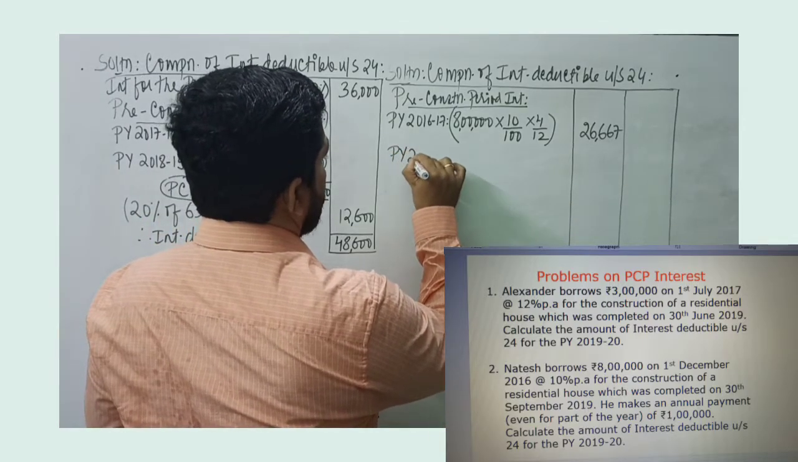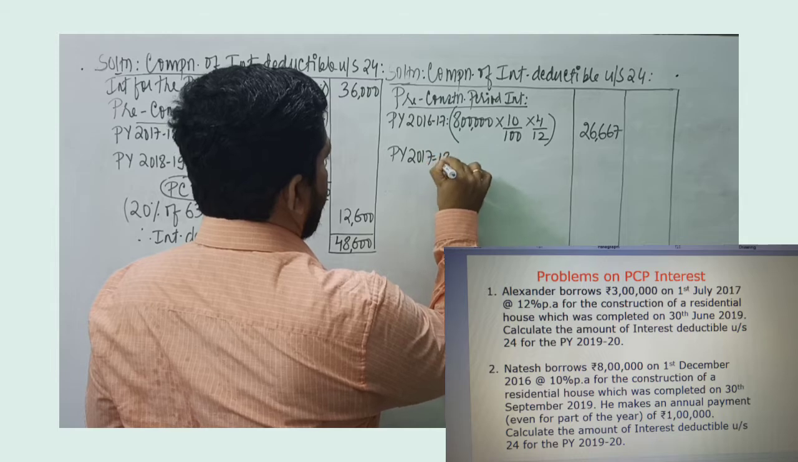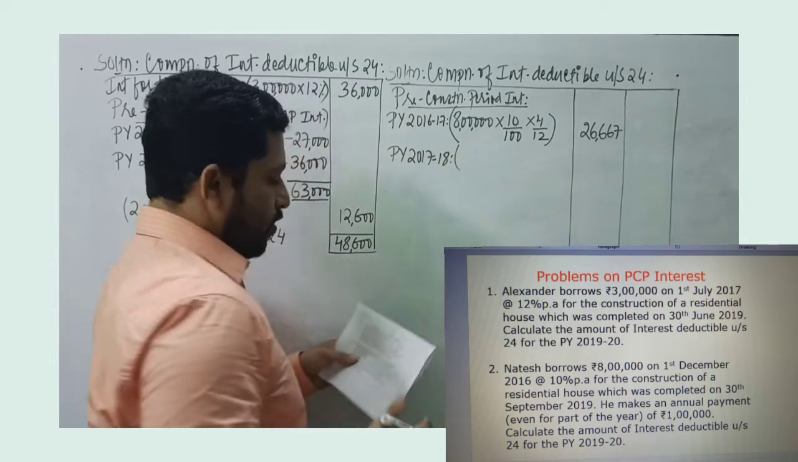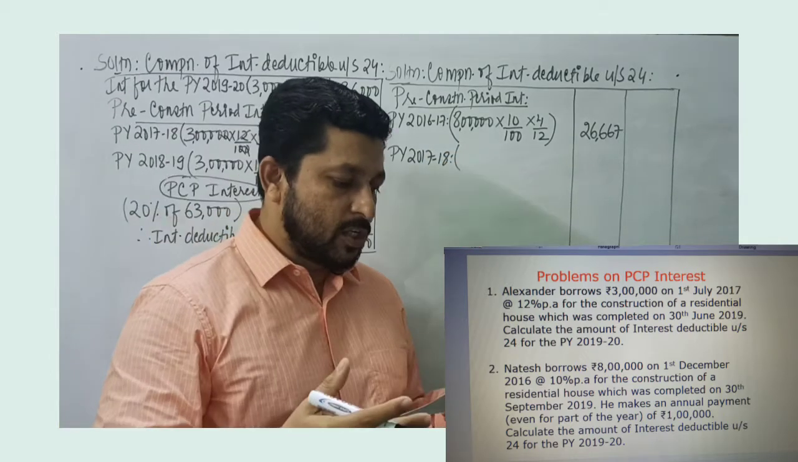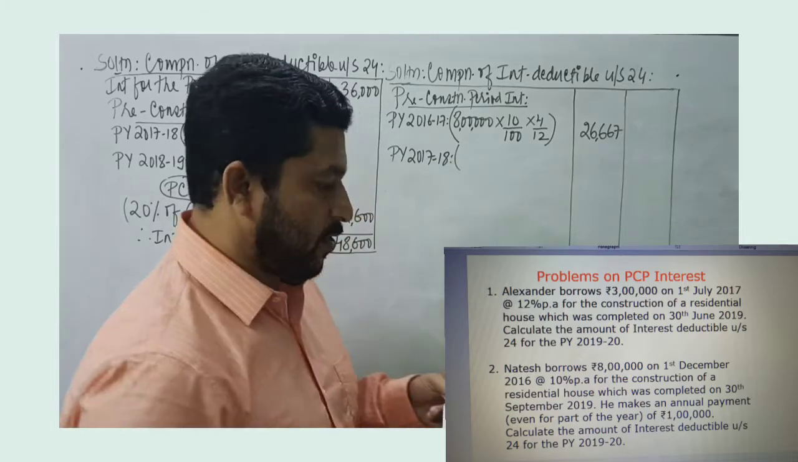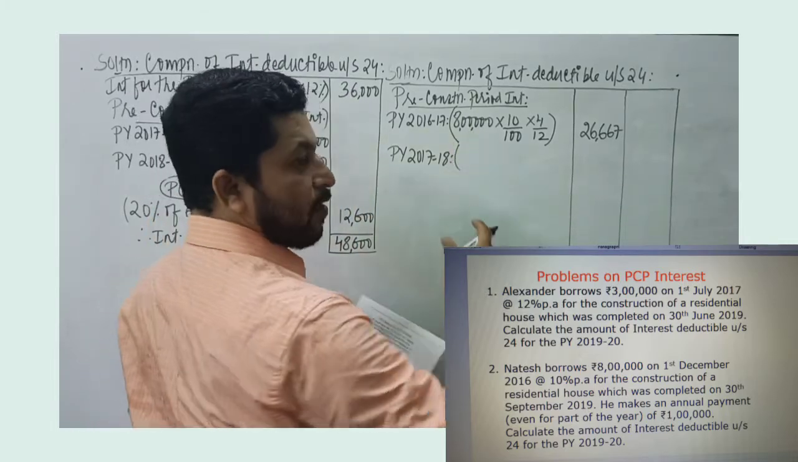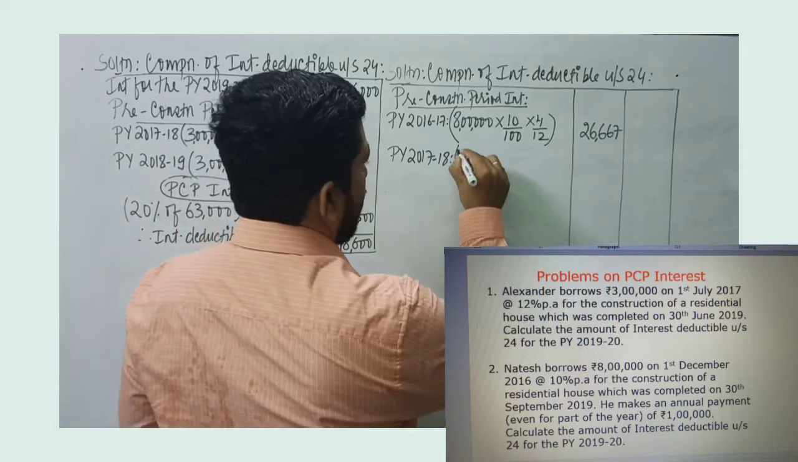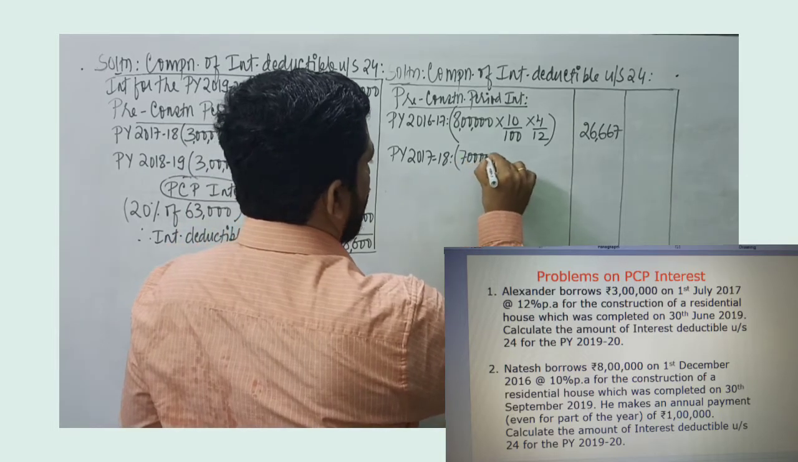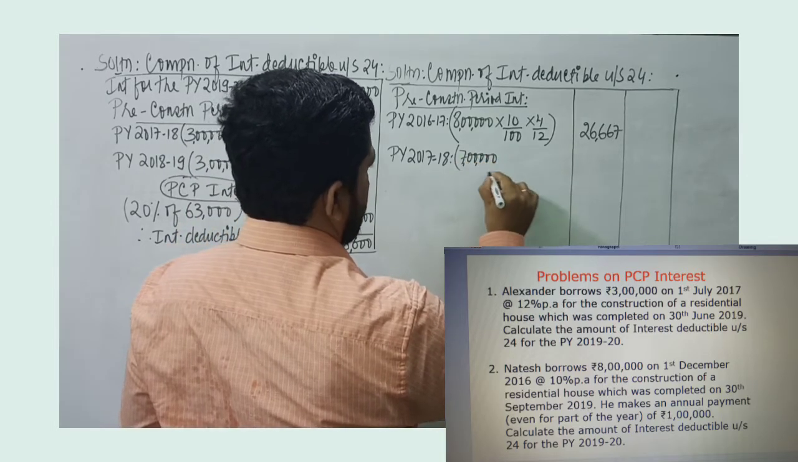Next I record previous year 17-18. The construction continues and each year Natesh is paying 1 lakh rupees. That means out of 8 lakh rupees, 1 lakh has been repaid. So the amount that is due is 7 lakh rupees.